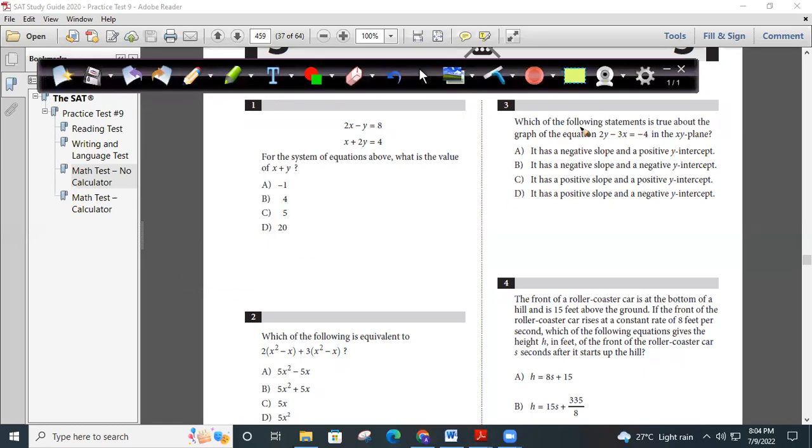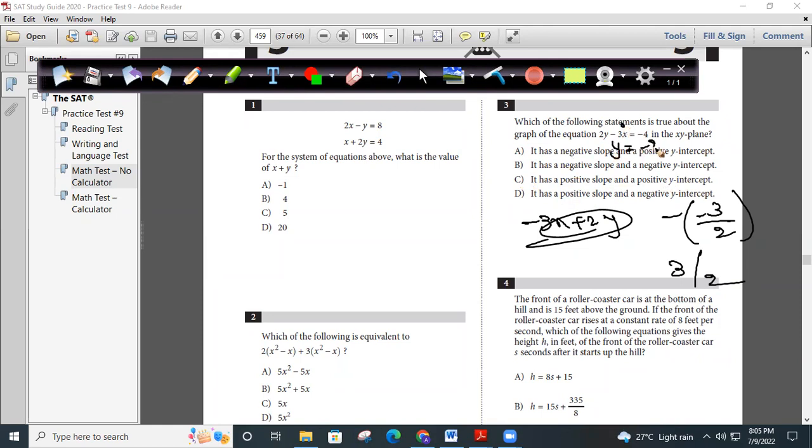Which of the following statements is true about the graph? The equation is minus 3x plus 2y, and the slope is minus a by b. Minus a is minus 3. Most of you will think minus 2 by minus 3, so be careful. The slope is 3 by 2, positive. It has positive slope. And to find the y-intercept, just put x equal to 0. The y-intercept is minus 2, a negative y-intercept. It has a positive slope and negative y-intercept. So D for Delhi should be answered.